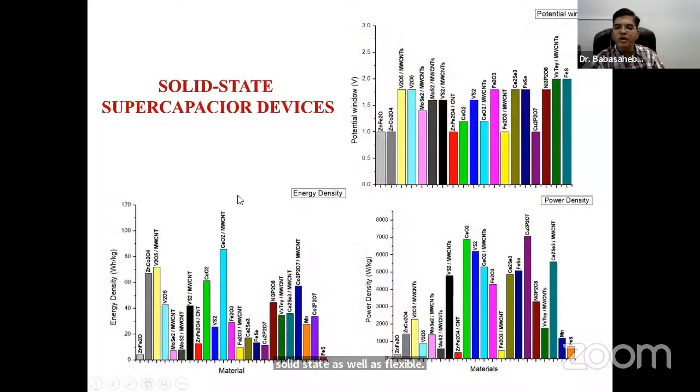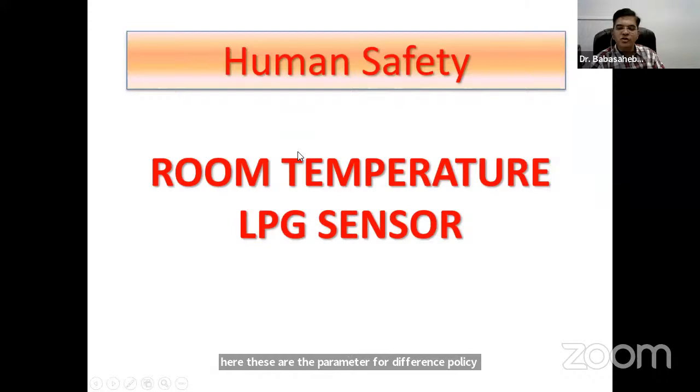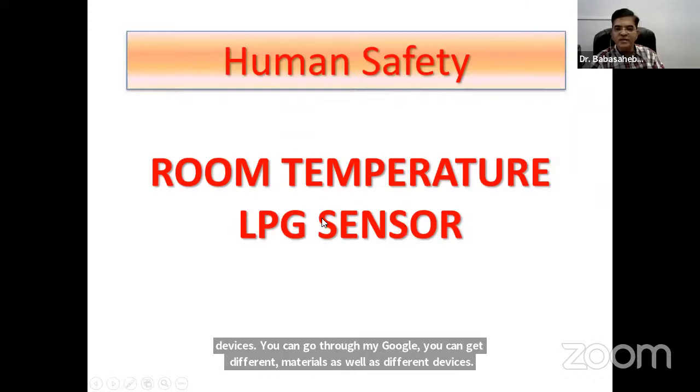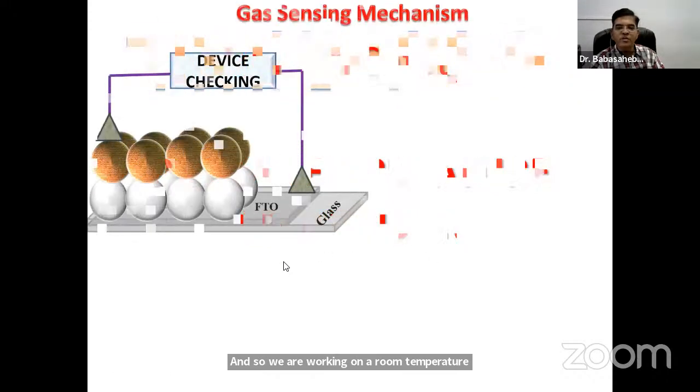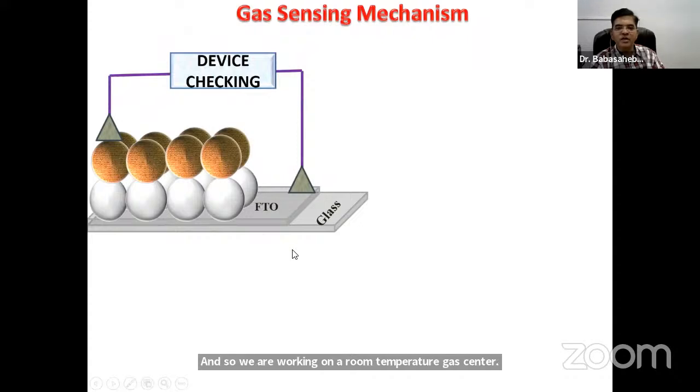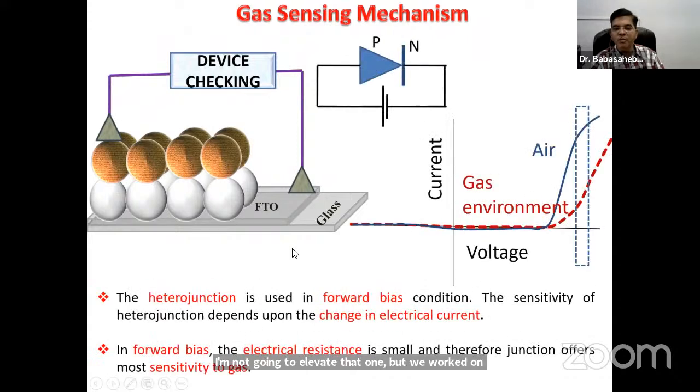Not only this one, we have made different devices, and here are the parameters for different solid state devices. You can go through my Google page and find different materials as well as different devices. Also, we are working on a room temperature gas sensor. I'm not going to elaborate on that, but we worked on this room temperature LPG sensor based on the heterojunction mechanism. Most metal oxides operate at a higher temperature, but we developed a device which can work at room temperature by using simple solution chemistry.